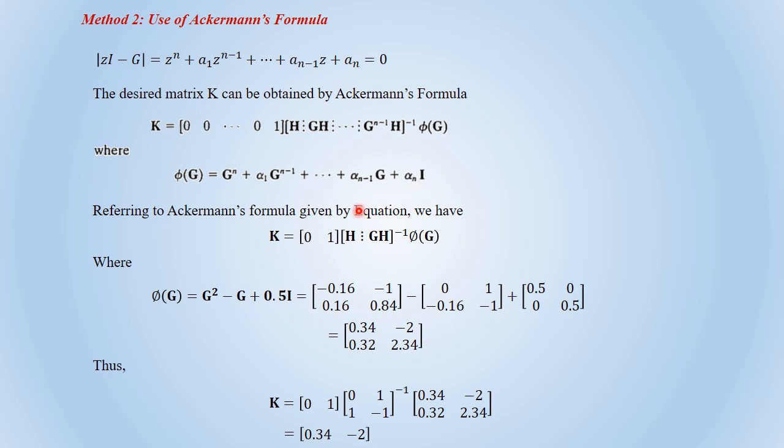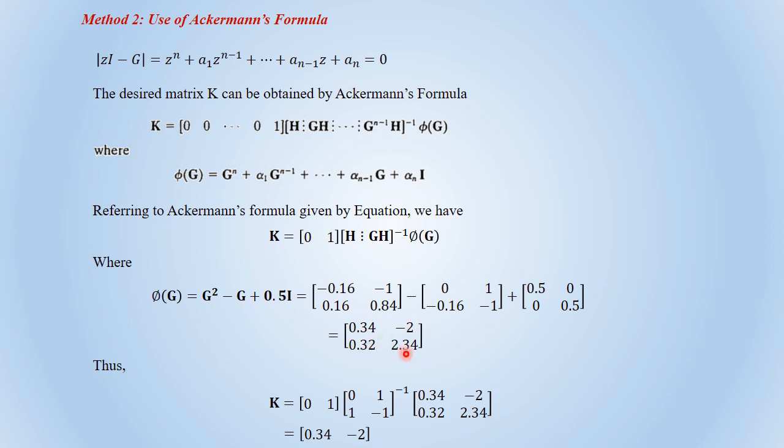Okay, so referring to Ackermann's formula, which is given by this equation, for a second order system, K is nothing but [0, 1] times the inverse of [H, GH], times phi of G, where phi of G is given by G square minus G, because our alpha 1 is minus 1 and alpha 2 is 0.5, plus 0.5 into I. So let us substitute the values of G and I over here, and we'll get phi of G as [0.34, minus 2; 0.32, 2.34].